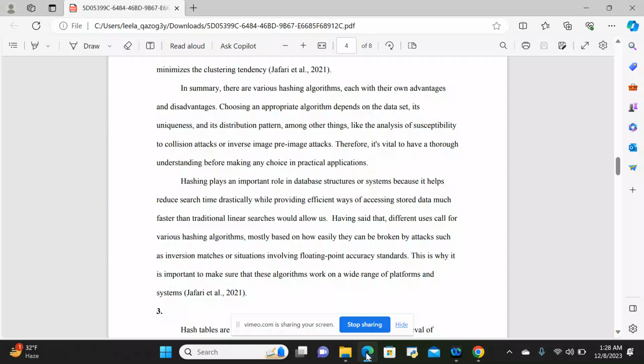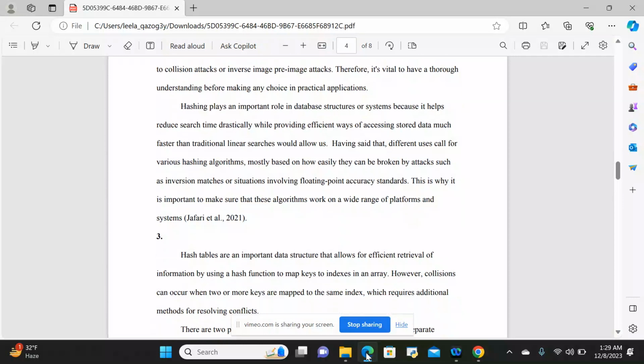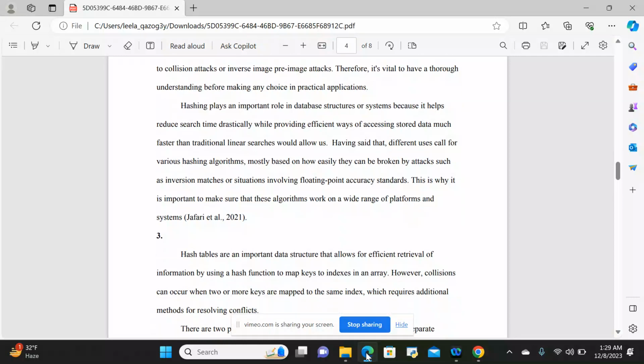In summary, there are various hashing algorithms, each with their own advantages and disadvantages. Choosing an appropriate algorithm depends on the data set, its properties, and its distribution pattern. The analysis also covers resistance to collision and pre-image attacks. It is therefore vital to understand these before making any choice in particular applications.